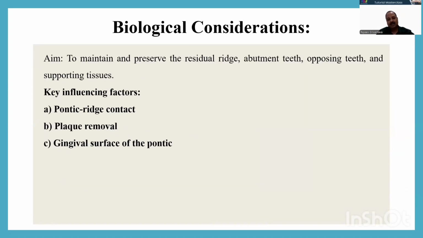Then biological consideration, the pontic ridge contact. If the contacts are more, what will happen? There will be a constant inflammation of the gingival tissue. The patient will not be able to maintain the plaque removal program, and there will be a constant inflammation which will lead to pocket formation adjacent to the pontic, that is with the abutment.